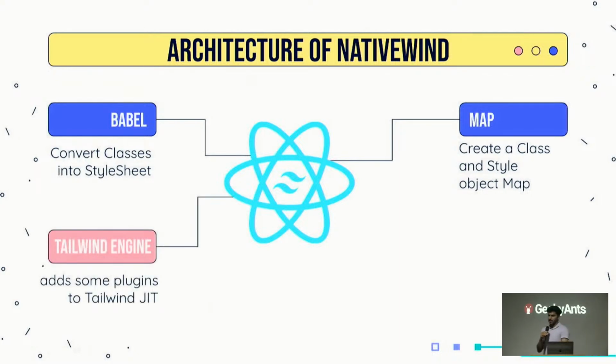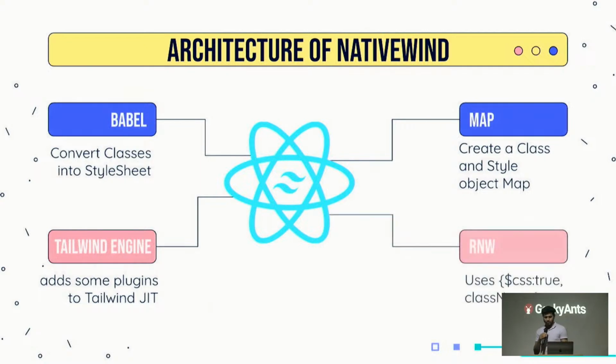On the web, it has its own unique syntax as well. It adds some plugins and runs a Tailwind engine on top of it, so it is able to create your CSS file statically. Also it uses React Native Web, and it passes those class names using a certain API which is only for library authors. It is this syntax where you pass an object with CSS true, and then it is forwarded by your class names.